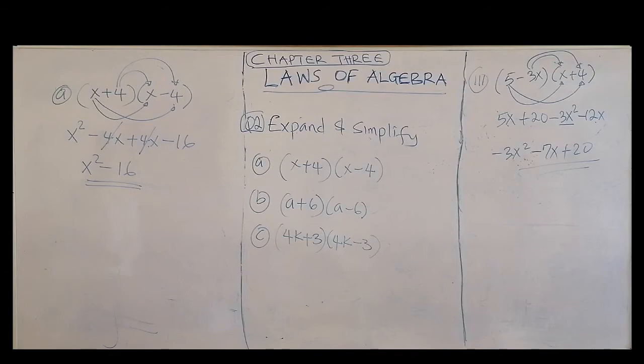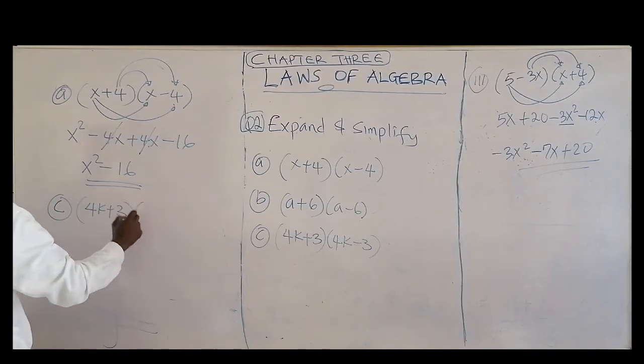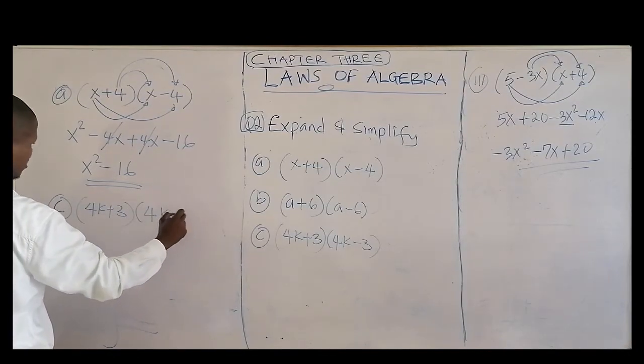Okay? Then we'll just take one more for that part. Let's take this one, 4k plus 3, and then 4k minus 3.